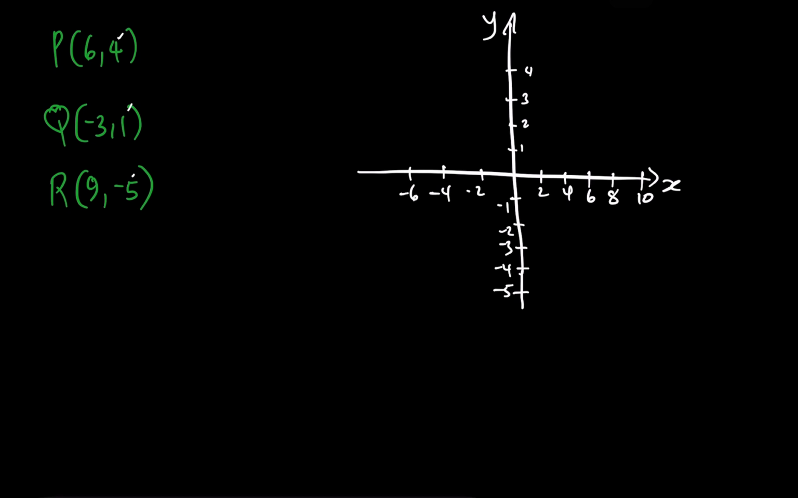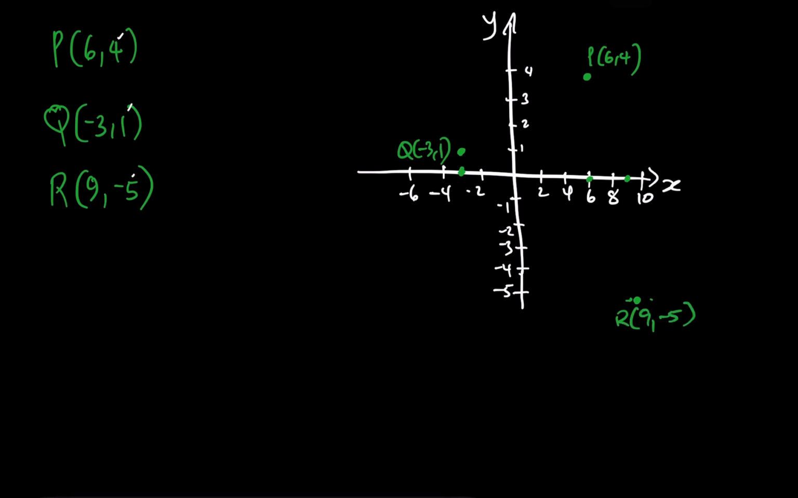Now, the first one is 6 and 4. 6 here, 4 there. So that's the first point, which is point P. The next one says -3. -3 will be here, and positive 1 right here. That's going to be our Q, (-3, 1). The next one is 9, (9, -5). Where's -5? -5 will be somewhere here. And this is our R, which is (9, -5).